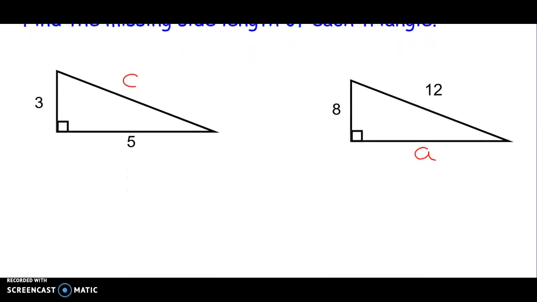Okay, so now let's focus on the left one. Let's set this up. So A squared would be what? 3 squared. 3 squared or 5 squared, it doesn't matter which one's first. 3 squared plus 5 squared equals C squared. You could make it an X if you wanted. I like to keep it as a C to remember that this is the hypotenuse that I'm trying to find.